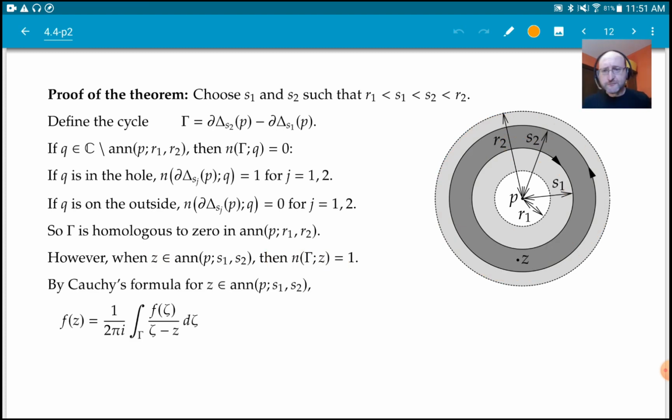All right, so let's apply Cauchy's formula. So f of z for that particular z, or for any z in this annulus, is what it is. That's what Cauchy's formula says.